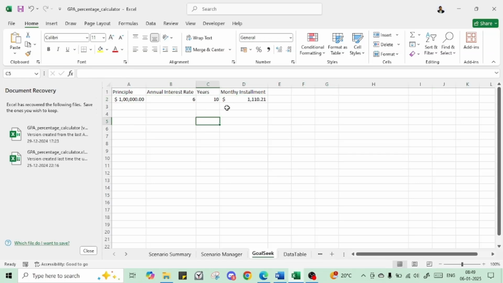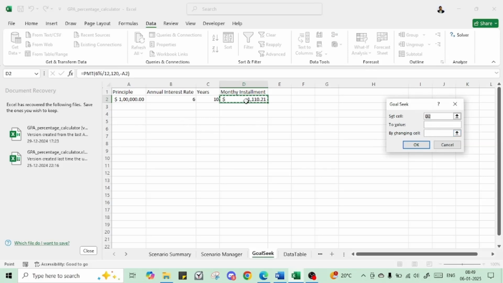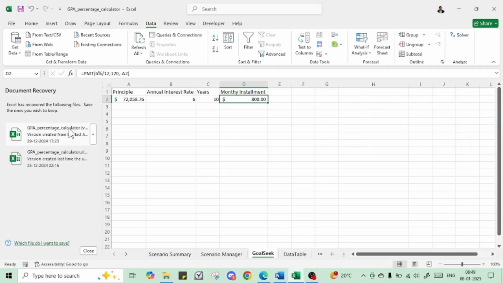But what if you only want to pay a monthly installment of $800? How can you vary the principal to do that? Let's get into the data tab. What if analysis, goal seek. Set cell: select this cell, to value 800, by changing cell the principal amount. So when you want to pay a monthly installment of $800, you can take a principal of $72,058. So that's how goal seek works.